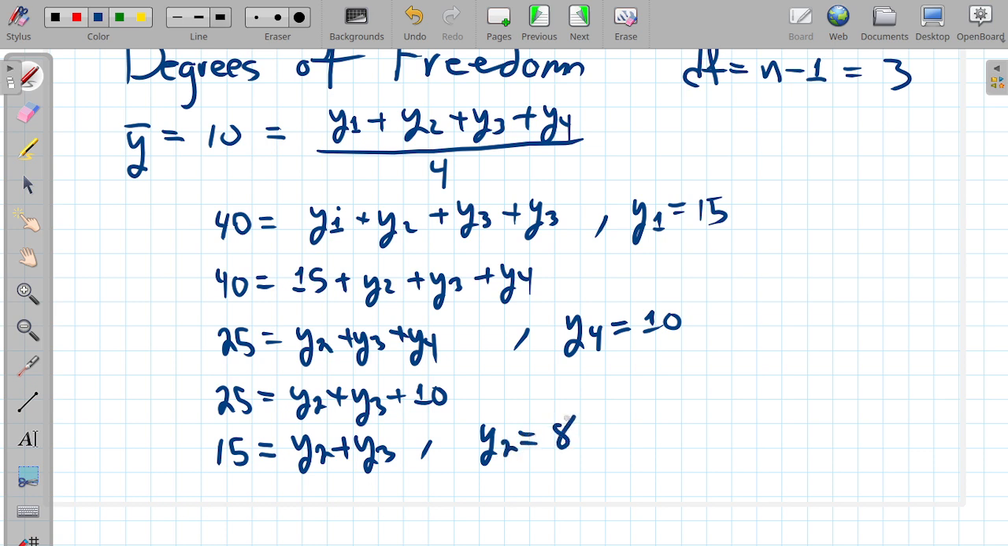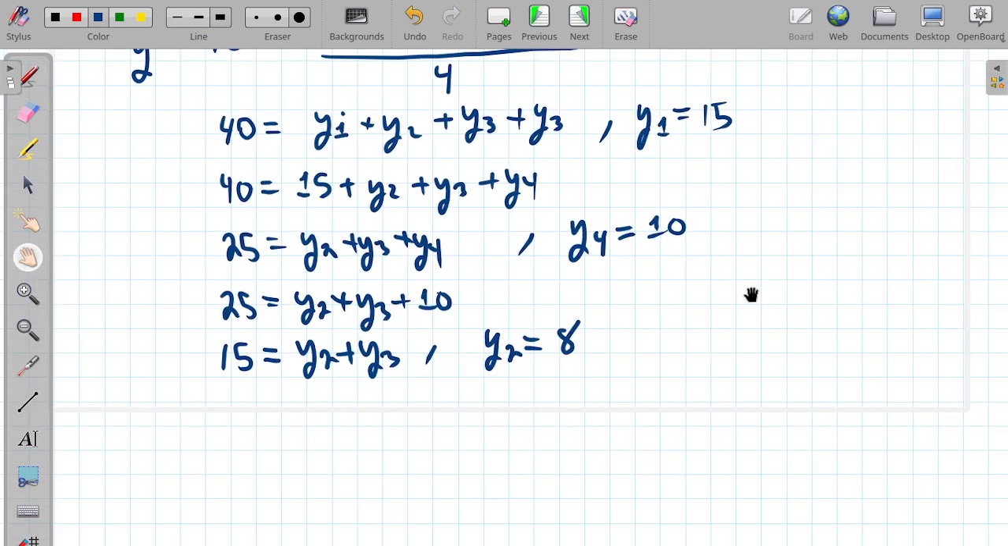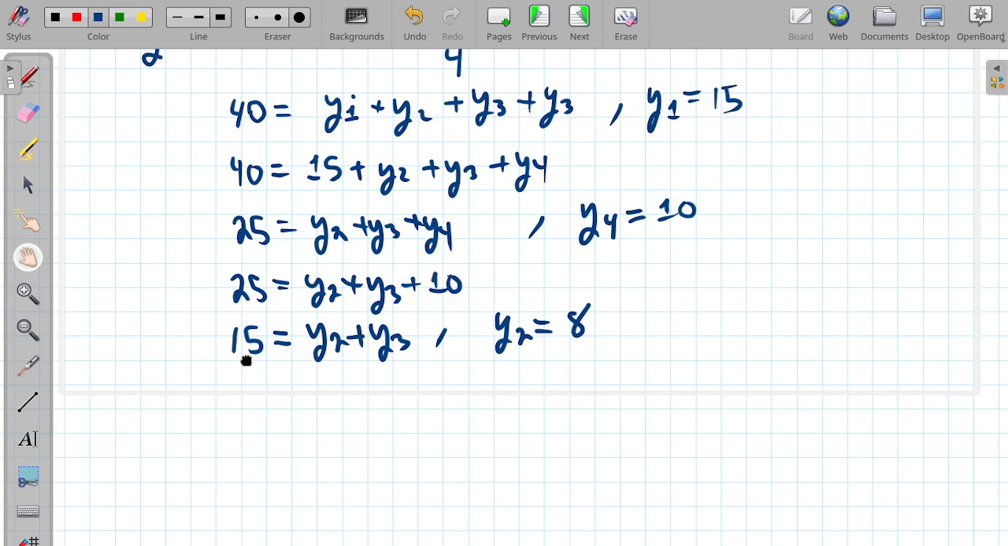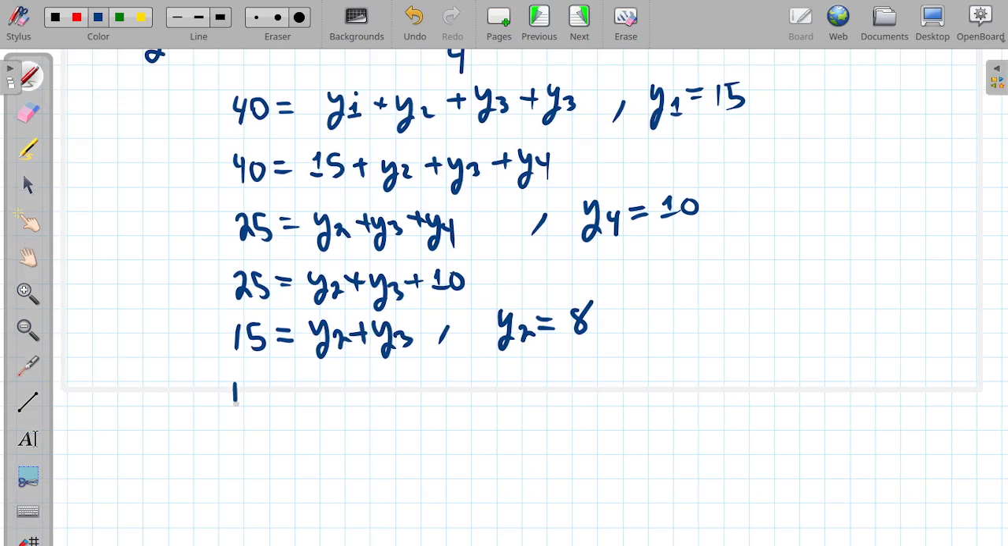Okay, you can probably see where this is going, I would hope. Now, here's, go back up there, thank you. 15 is equal to 8 plus y3. Oh, but now, if I move that over, now I've got this. I don't get to choose y sub 3.